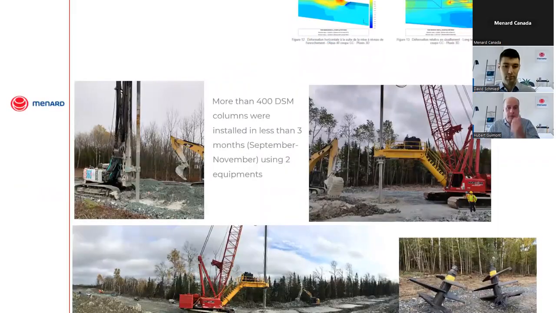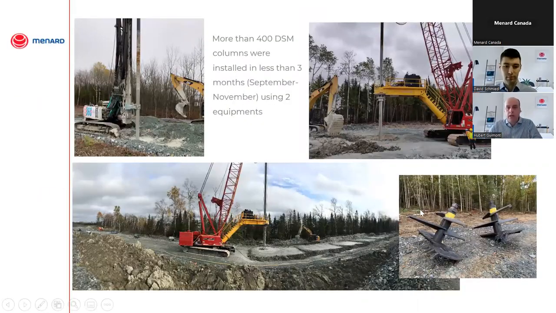Here are a few pictures of what it might look like. You can see at the bottom right some large diameter augers. You have crane mounted equipment. Here we were working with a partner, GeoSolution. There is crane mounted or rig mounted equipment, with the same type of auger on both. We drilled more than 400 DSM columns using 2 crews in less than 3 months.